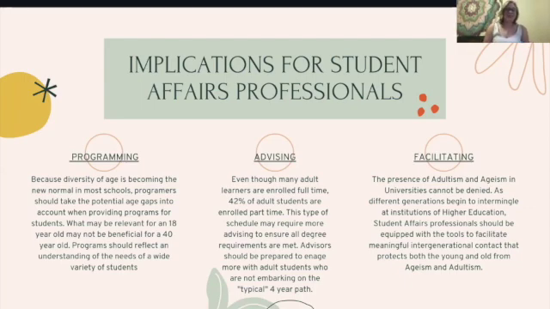Another implication is advising. Even though many adult learners are enrolled full-time, 42% of adult students are enrolled part-time. This type of schedule may require more advising to ensure that all degree requirements are met. Advisors should be prepared to engage more with adult students who are not embarking on the traditional career or education track. So this is just really important to ensure that our adult students are getting the attention and the help that they need.